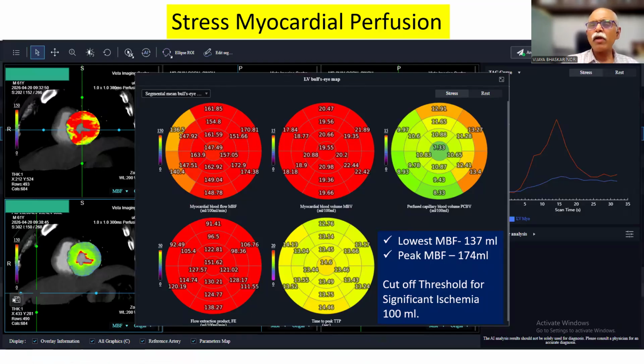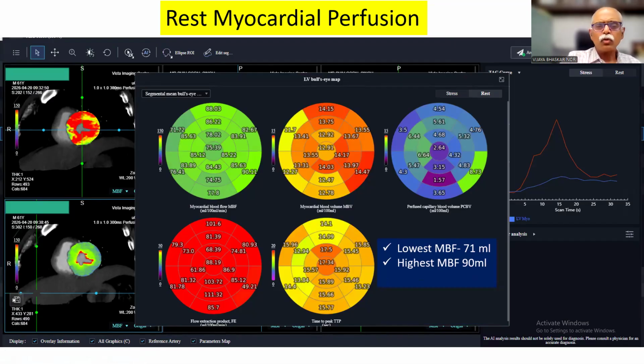Now, when we did a CT myocardial perfusion in stress and rest, to our surprise, we found that all the segments of the LV myocardium show absolute myocardial blood flow more than 100. That means there is no ischemic segment. There is no segment which shows less than 100 ml myocardial blood flow, and the cutoff threshold is 100 ml. At rest, also, we have seen that the lowest is 71 and highest is 90.